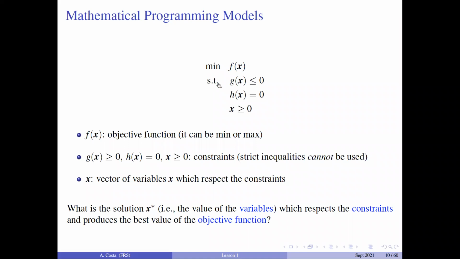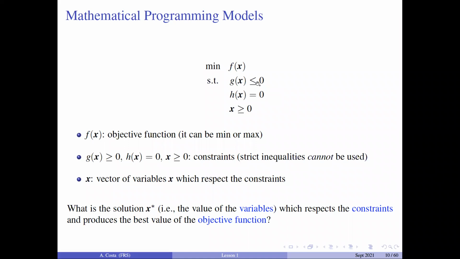So ST means subject to. So when you see ST, then you see usually a list of constraints. The constraints can have a different form. They can be equality. They can be less than or equal to or greater than or equal to. So here, for example, you have a function g of x less than or equal to 0. h of x is equal to 0. But all these are more or less interchangeable, okay?